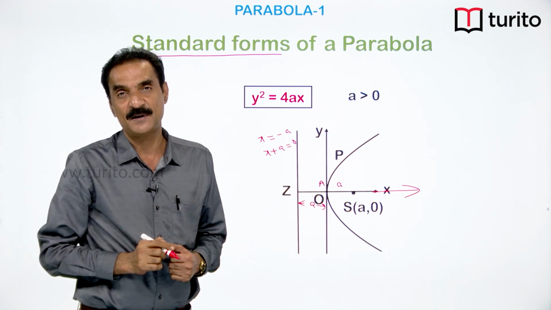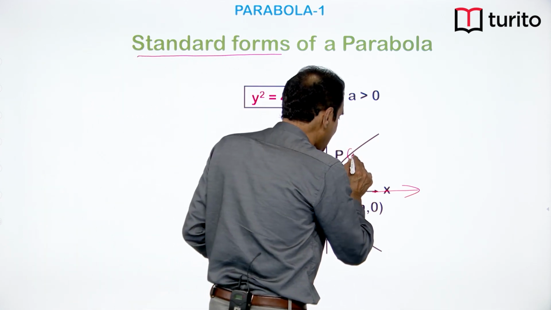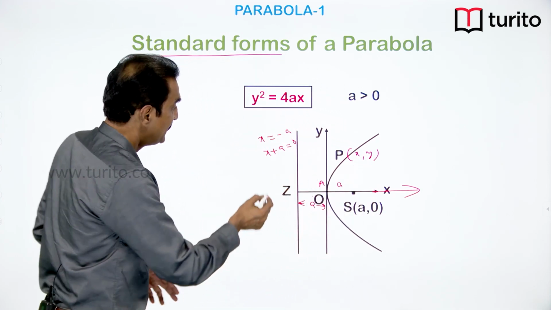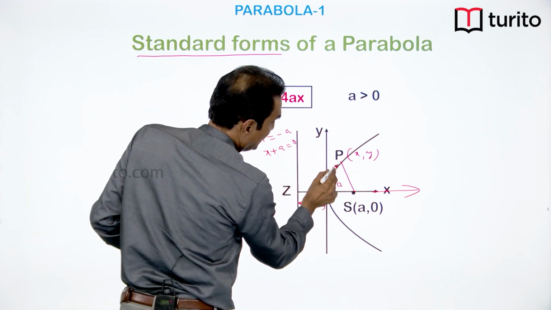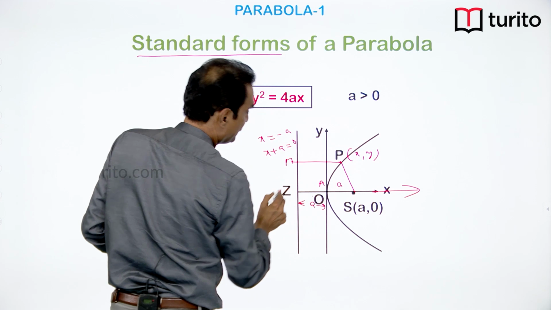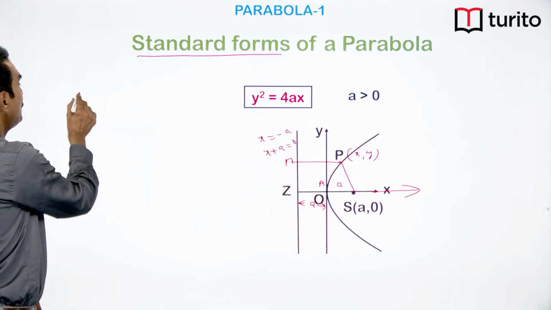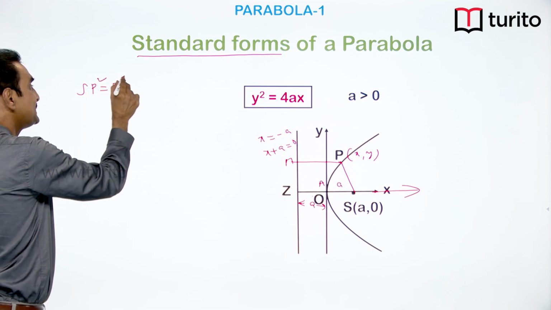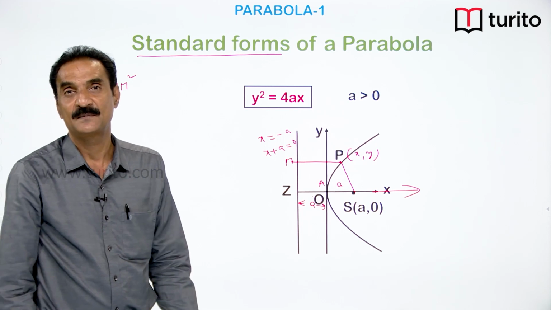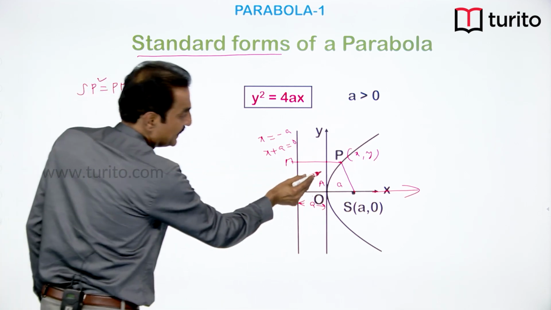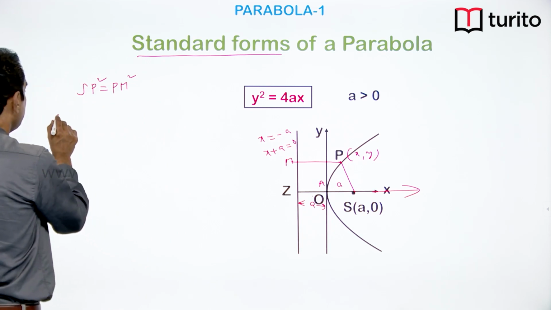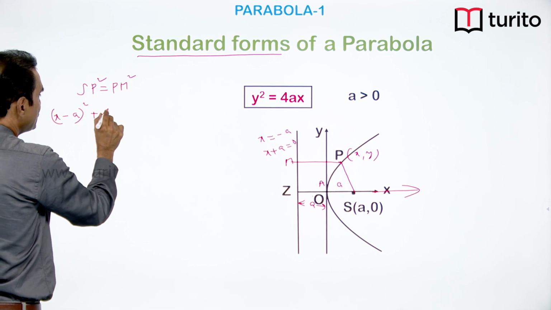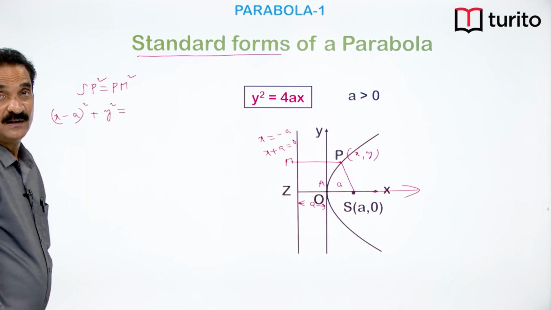Now, how to find the equation of the parabola? If you take a point P (x, y) on the parabola, SP should be equal to PM. So, SP square is equal to PM square. What is SP square? Distance formula: (x minus a) whole square plus (y minus 0) whole square is equal to PM square.